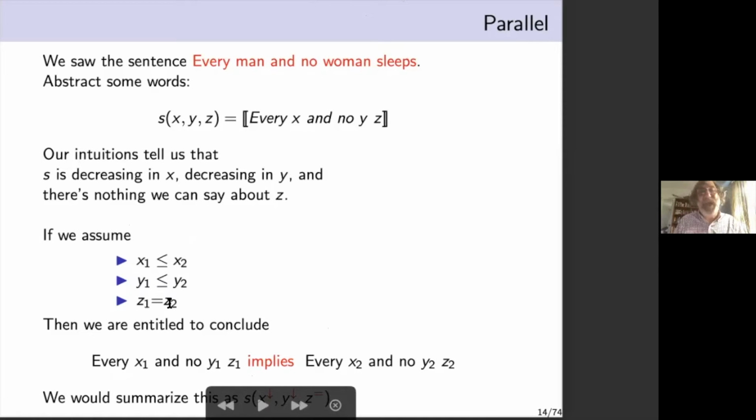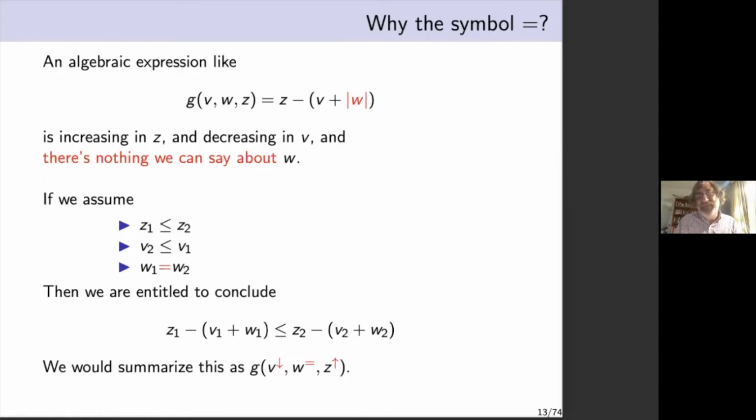And if the Z's were absolutely the same, then you could conclude an implication, because an implication is just a monotonicity statement where the codomain is the Booleans, true and false. So that's the connection of this kind of notation with what I have at the bottom, the one about algebra.